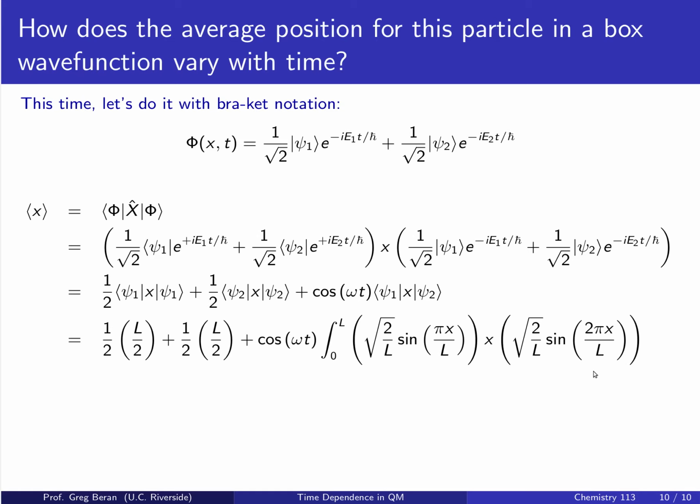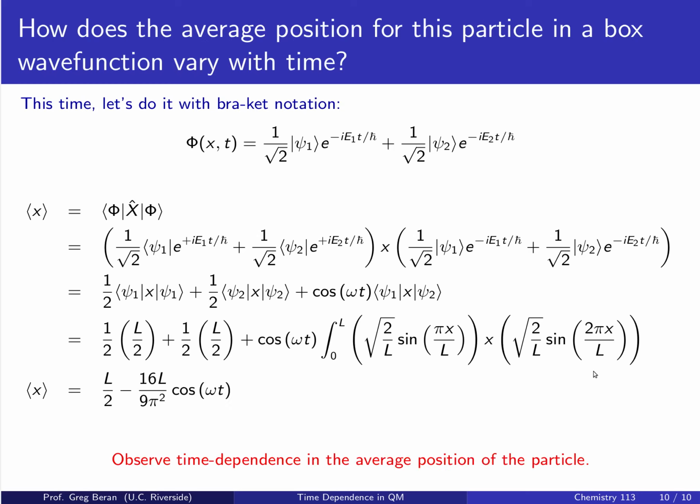Go ahead and carry out that integral. I'm going to skip the work, but you could carry it out using the sorts of techniques we've already talked about and the integrals in the table of integrals, and you end up getting this expression. We get a factor of L over 2 from the first two terms, minus, from solving this, 16L over 9 pi squared times cosine omega t. So in other words, we observe some time dependence in the average position of the particle. We saw earlier that the probability distribution sloshes around the box according to cosine omega t, and accordingly the average position of the particle also sloshes around the box as a function of t.